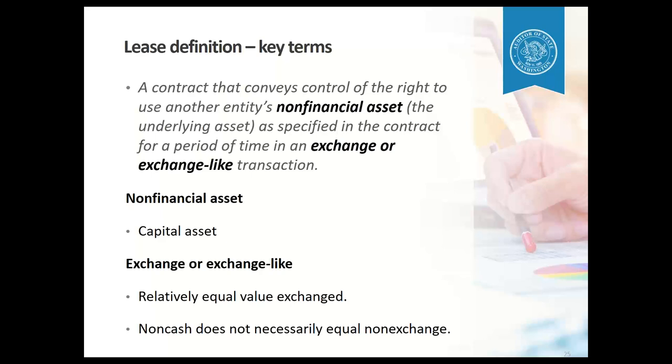Think about it, if you rented a booth at a farmer's market, maybe it's only like $10 or something for the session. But then you also have to remit a certain percentage of your gross receipts, maybe 10-15%. If you were just looking at that payment for the booth, you might think, oh, that's not an exchange transaction. But you do need to consider all the payments. In that case, it is an exchange type of transaction. And also, keep in mind that non-cash doesn't necessarily equal non-exchange.